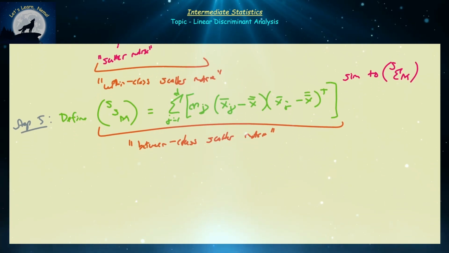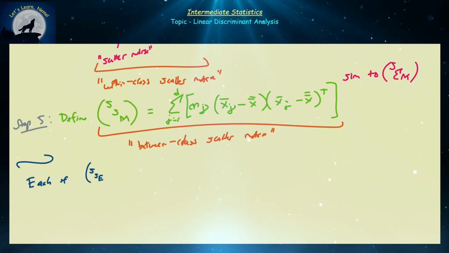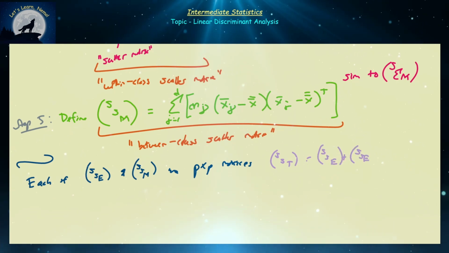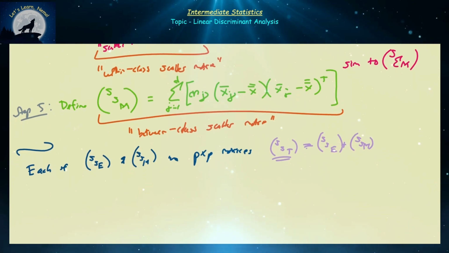Okay, so each of these objects, SSE and SSM, are p by p matrices, and technically you could define another matrix, for example SST, to be equal to SSE plus SSM, and you might even be able to build MSE, MSM, and MST matrices like we did with the ANOVA test. Now in terms of the interpretation of SST, we don't actually need it here, but I'll leave it to you to explore on your own in case you are curious.